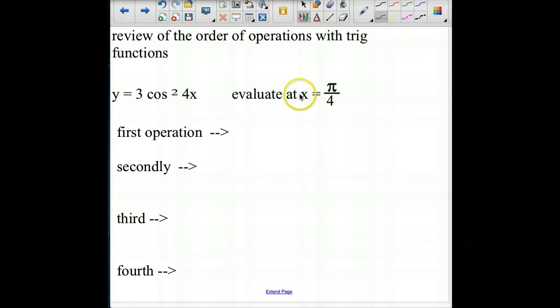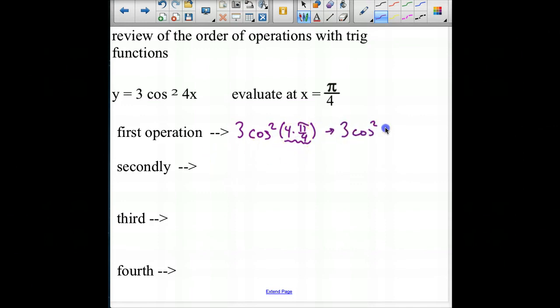So if we knew that x was pi over 4, the first thing we would do is 4 times x. If I'm evaluating, the first thing I would do is 4 times pi over 4. So this part is my inside function. And then, once I get that answer, which happens to be pi, I have 3 cosine squared of pi, and the next thing I'm going to do is that.